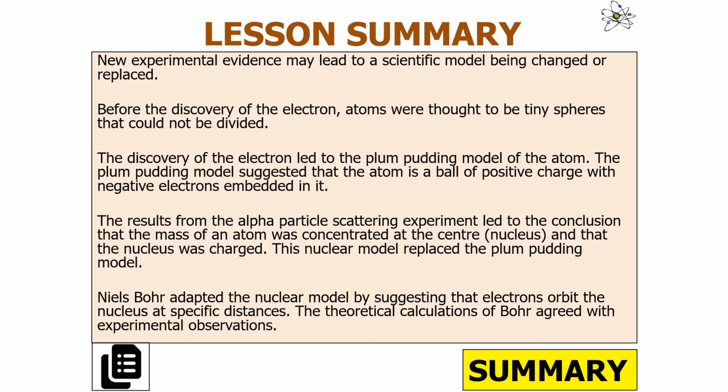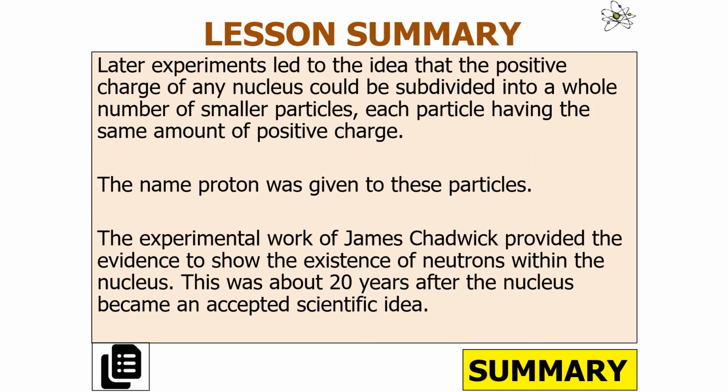Now, Niels Bohr adapted the nuclear model by suggesting electrons orbit the nucleus at specific distances, and his theoretical calculations agree with experimental observations. Later experiments led to the idea that the positive charge of any nucleus could be subdivided into a whole number of smaller particles. Each particle would have the same amount of positive charge, which we now call the proton. And the experimental work of James Chadwick provided evidence to show the existence of neutrons within the nucleus, which occurred 20 years after the nucleus had become an accepted scientific idea.